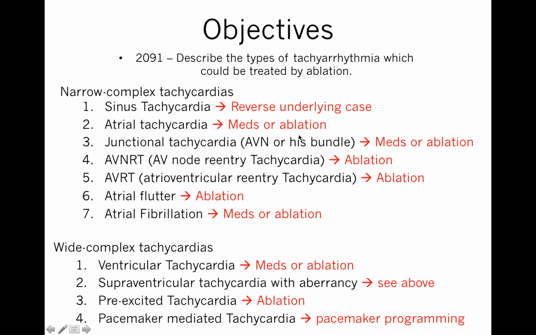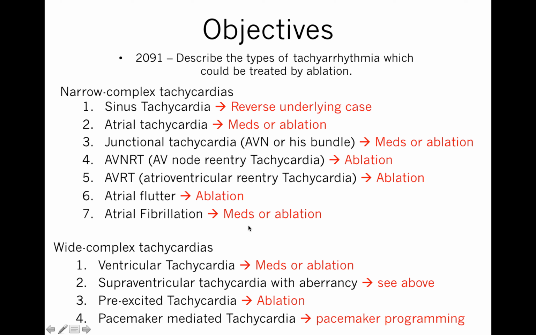Atrial tachycardia can be treated with medications or ablation. Junctional tachycardia could be treated with ablation or medications as well. AVNRT and AVRT could be treated medically, but most of the time we use catheter ablation as they are curable. Atrial flutter responds very well to ablation, and it's usually hard to treat medically because the heart rate is hard to control, and it's a quite simple procedure. So ablation is usually first line for atrial flutter.